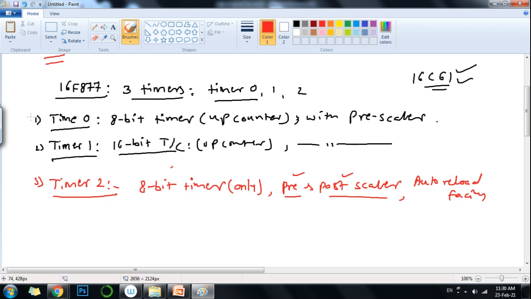Both these earlier timers did not have an auto reload facility. That means when the timer matures, it will restart from 0000 always, until you load the count manually. The initial count will not be automatically reloaded. But here that auto reload facility is provided, and this has pre and post scalers. The control register for this is obviously the timer 2 control register, T2CON register. Let us see that register first.